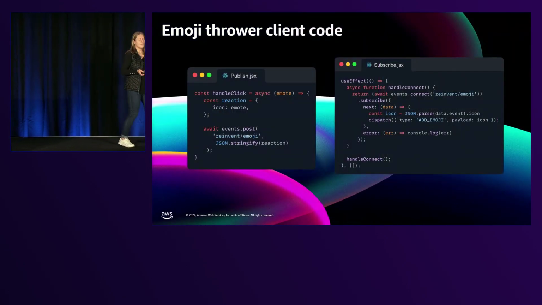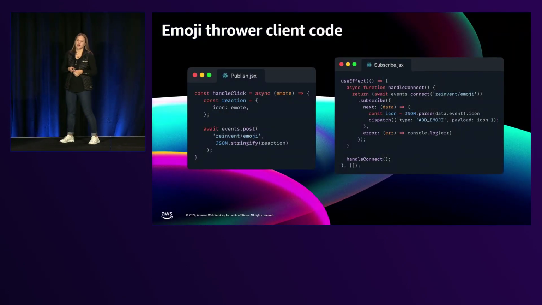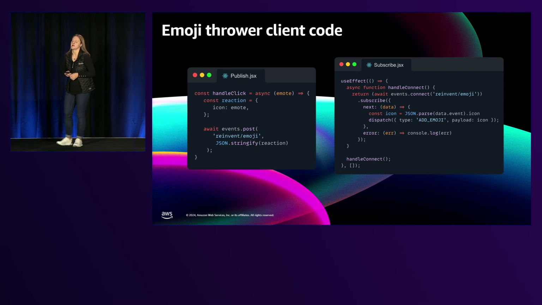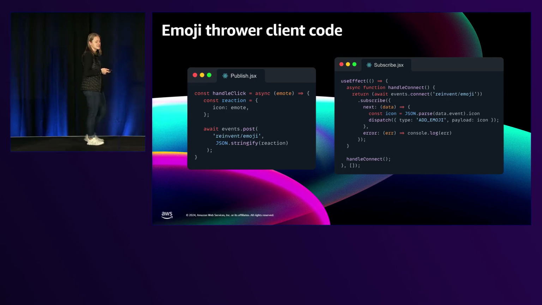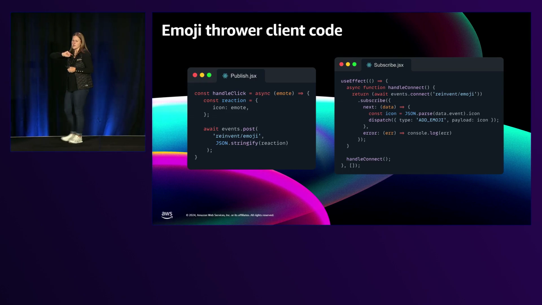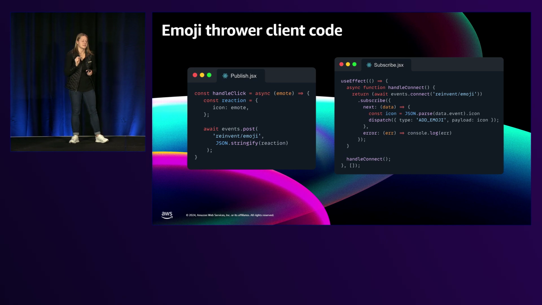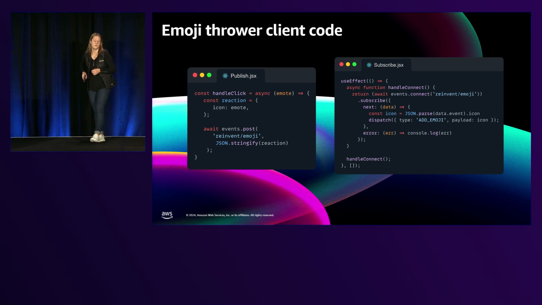So you saw up there that we had these two bits of code. On the left-hand side is the code that you folks are interacting with in a lightweight React web application that you accessed. As you're clicking an emoji, we're interfacing with our AppSync Events API via a publish operation, which, like I mentioned, is powered by HTTP POST under the hood.